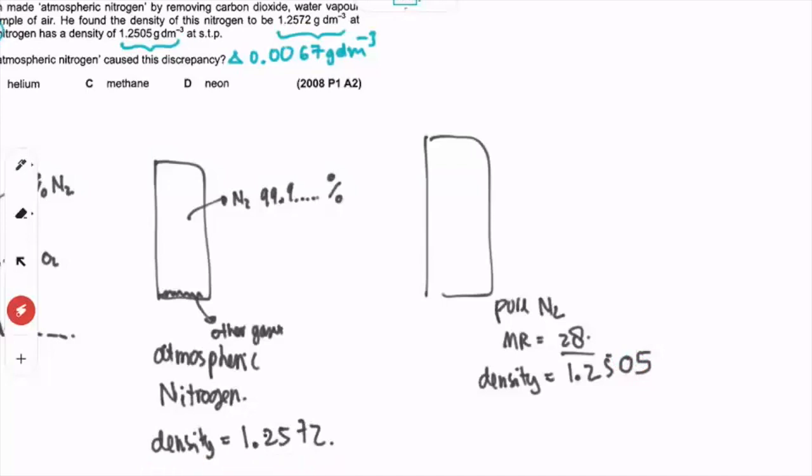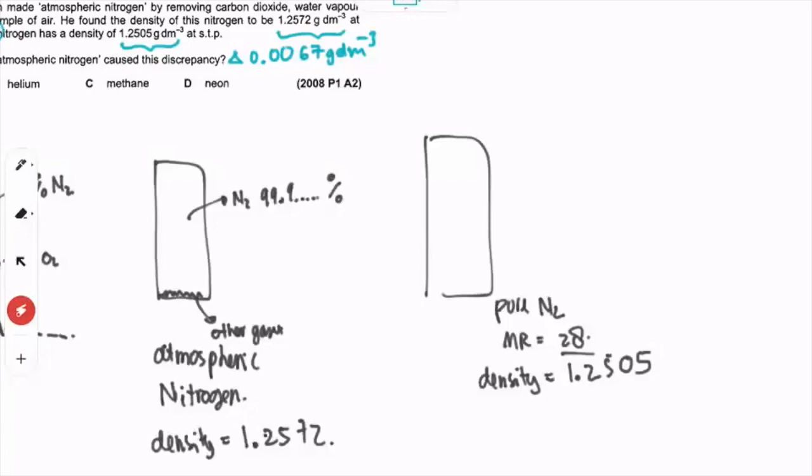What is your conclusion? Oh, that you have something that is heavier than nitrogen itself. That's why it's bigger. So you choose the one that is heavier? So it's not helium, it's not neon. You check, is it methane? It is CH4, right? Is it argon? Yeah, argon. So argon is good.